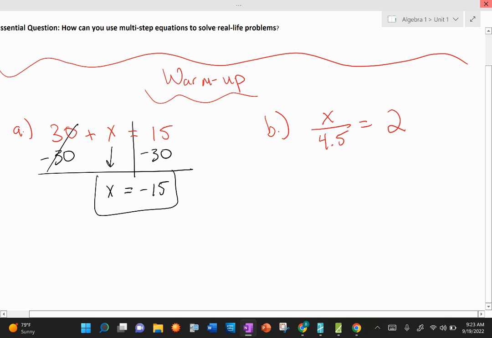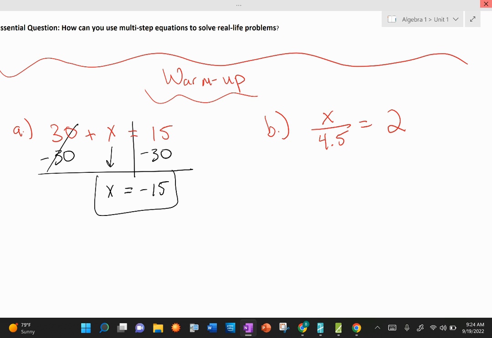Letter B. What operation is being done to the X? Now, hold on. When I'm asking that question, I really want you to think about it. Don't wait for me to answer it. Don't wait for somebody else to answer. Make sure that you can yourself recognize operations that are happening to the variable.